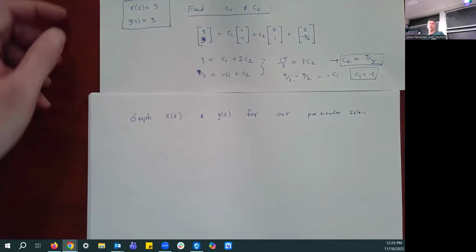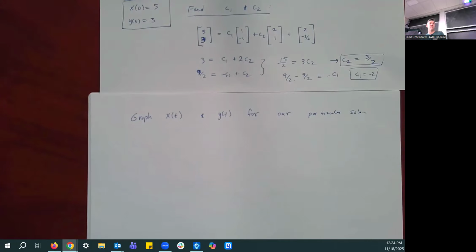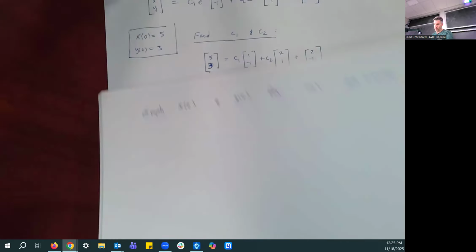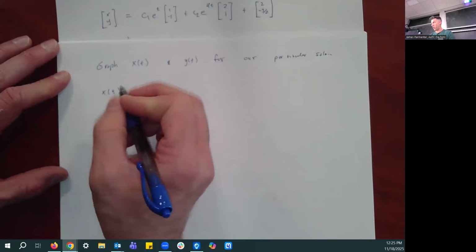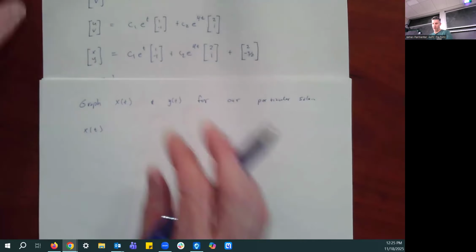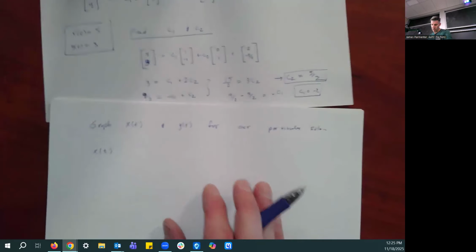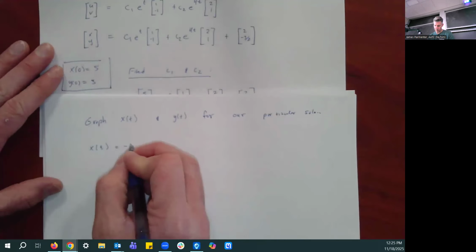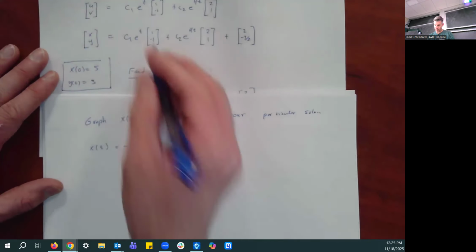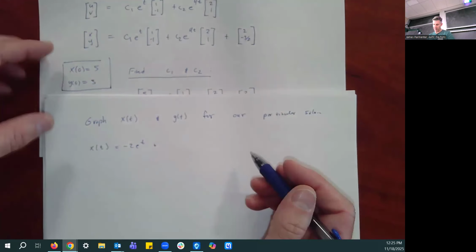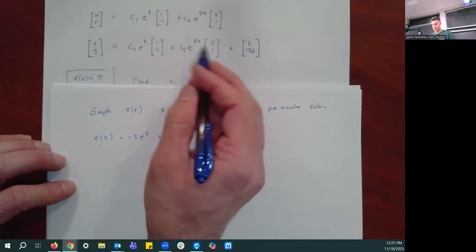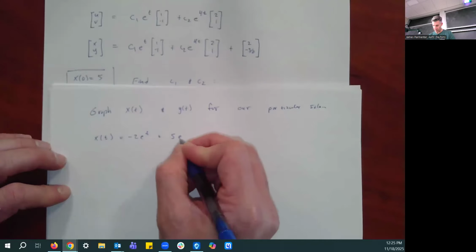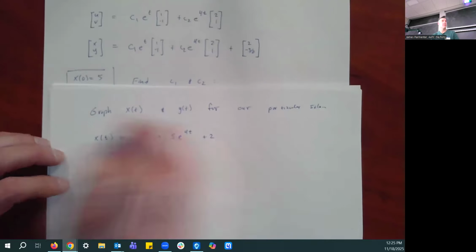Now, the nice thing here is that you've already got the equation, so it's not even so much of an estimate, it's just knowing what we're looking at. If we look back at our general solution, x of t, the top row, is our C1, which I already forgot, I think it was -2. Yep. So it's -2 e to the t times 1 plus C2, which was 5 halves, times e to the 4t times 2. So I'm going to say 5 times e to the 4t plus 2.